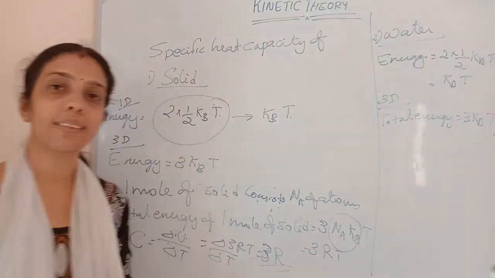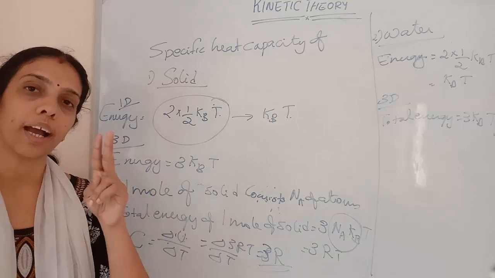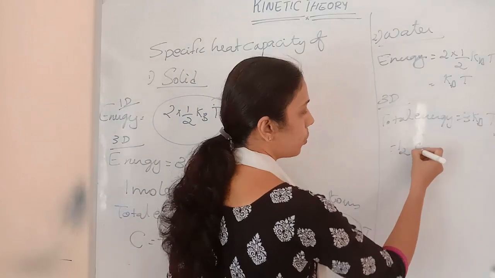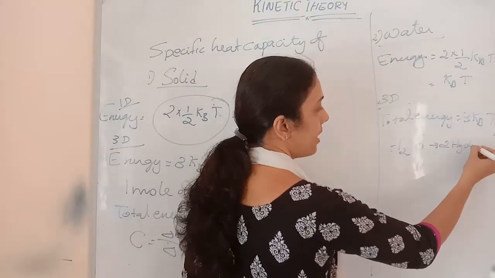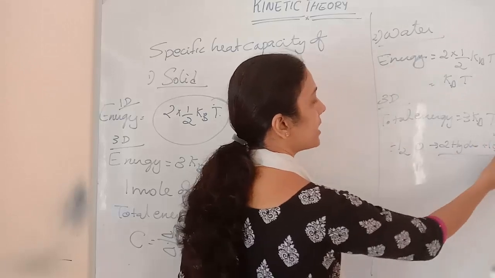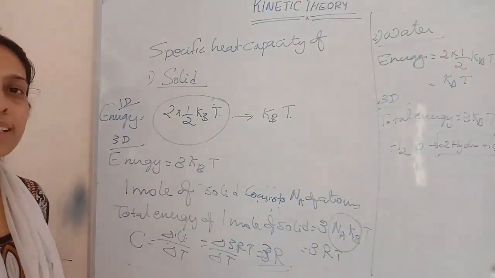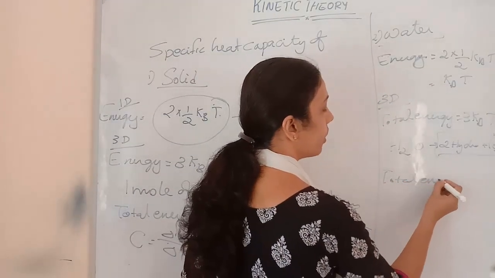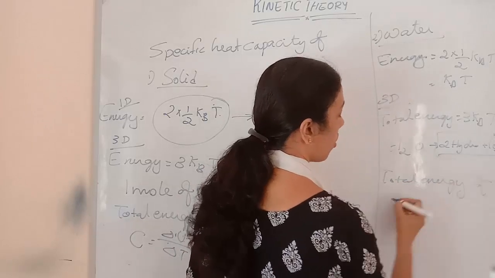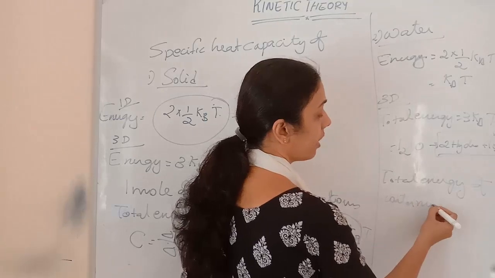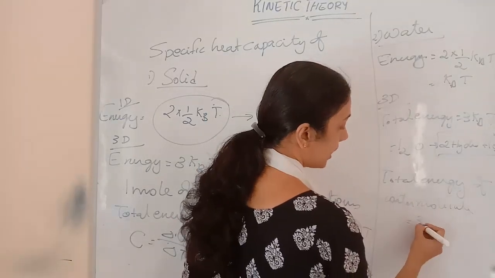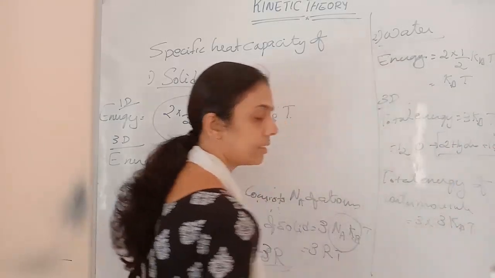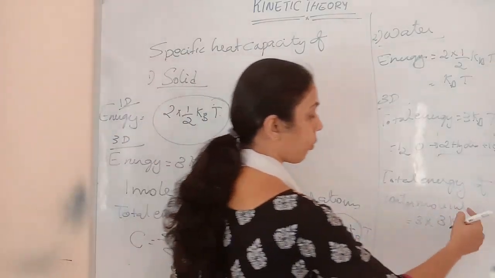But we know water will be existing as a molecule, isn't it? It will be having 2 hydrogen and 1 oxygen atom, H2O. So how many atoms are there in one molecule? In one molecule there are 3 atoms. So what will be the total energy of a water molecule? It will be equal to 3 into, because 3 atoms are there, for one atom it is 3 kBT total energy.